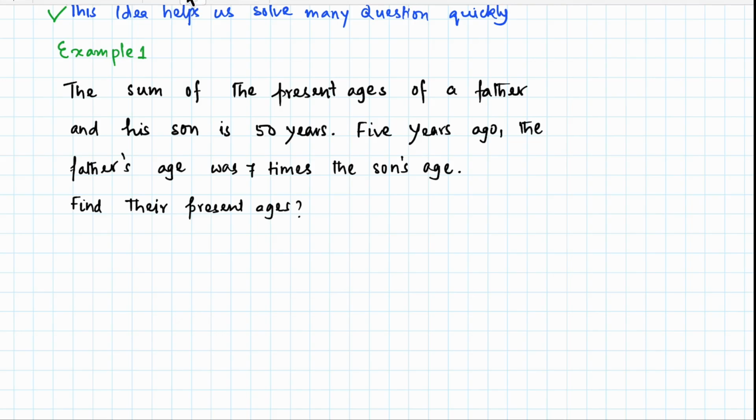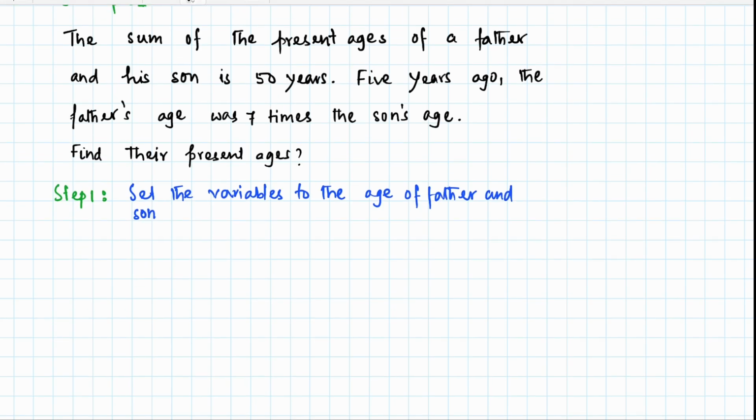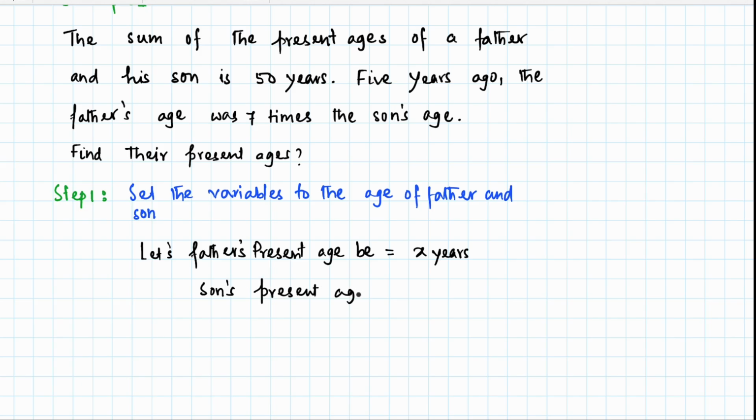So this is a simple question. What are we going to do? We will follow 5 important steps to solve this. Step number 1, set the variables for the ages of father and son as x and y, and they should be present ages. Let the present age of the father be x years and the son's present age be y years.